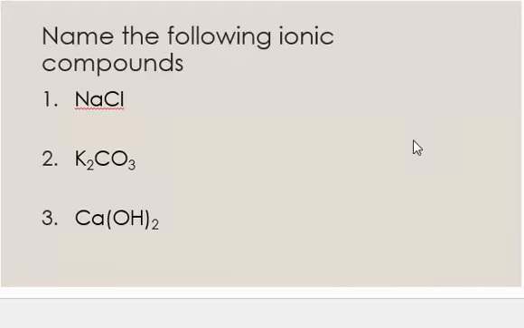Let's apply the naming rule for some ionic compounds. Remember that cations tend to come from metals. Name the following 3 ionic compounds. Number 1, NaCl. Number 2, K2CO3. Number 3, Ca(OH)2.